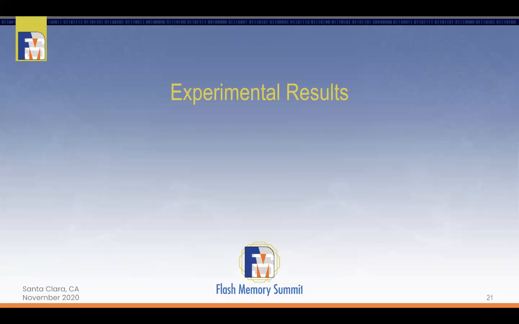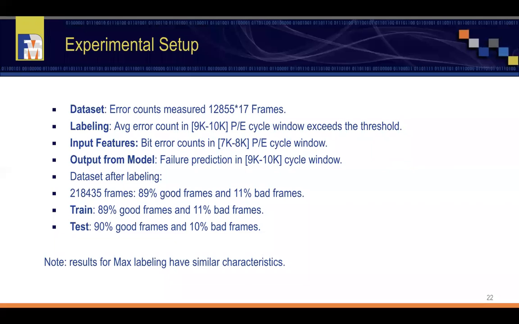Now moving on to the experimental results we've obtained. This slide presents an overview of the data set we've used. We've collected data from 12,855 pages and approximated 17 frames per page. Thus the total data samples are 218,435 frames.